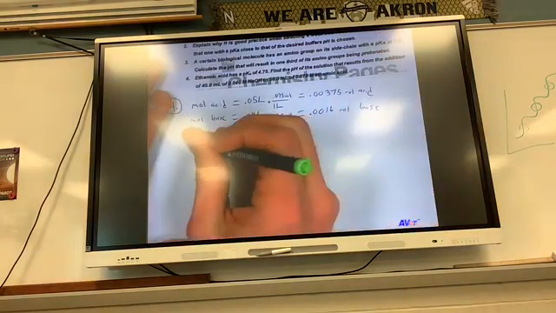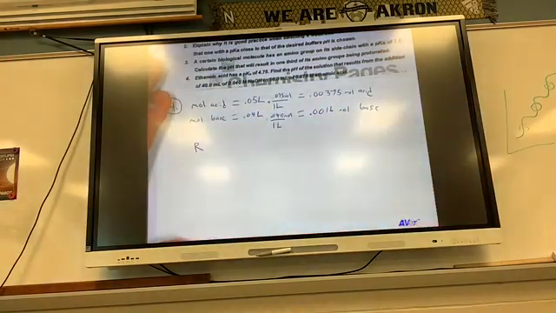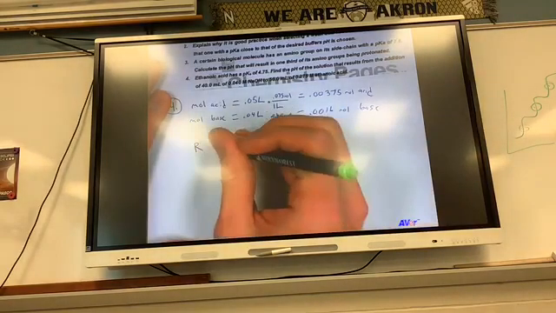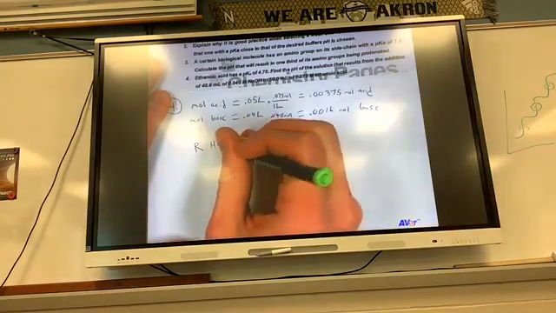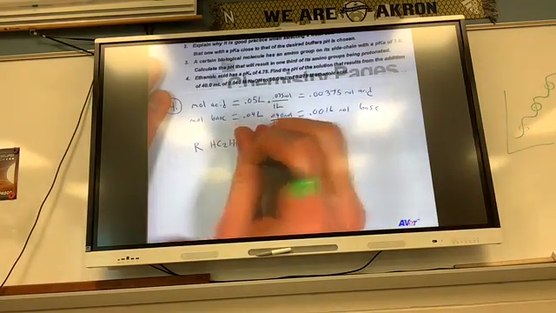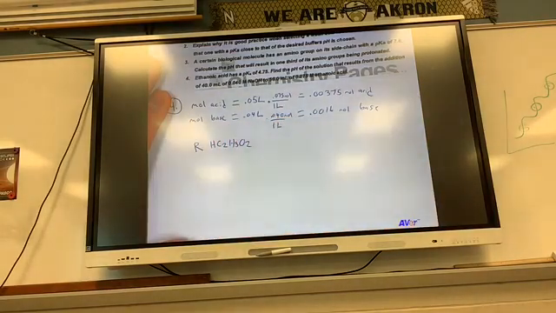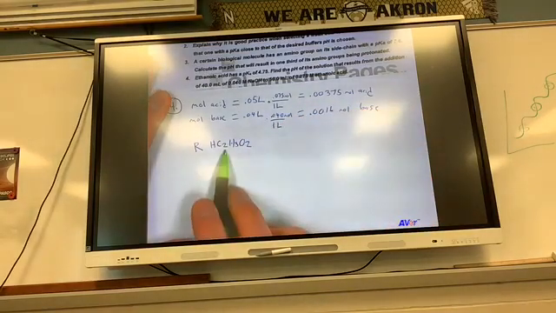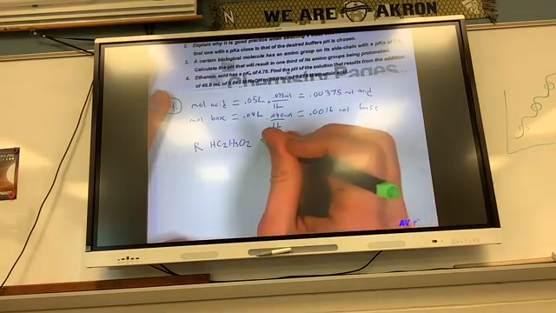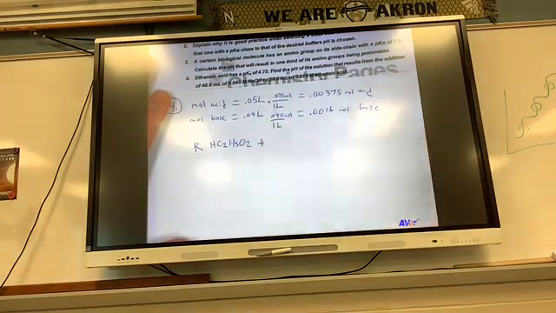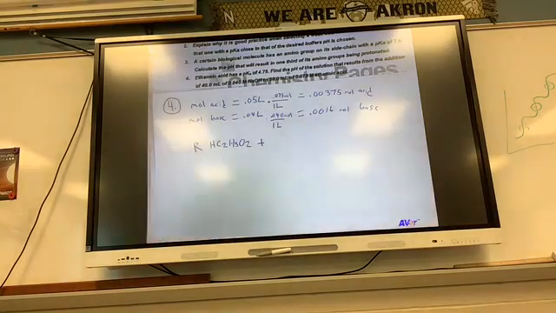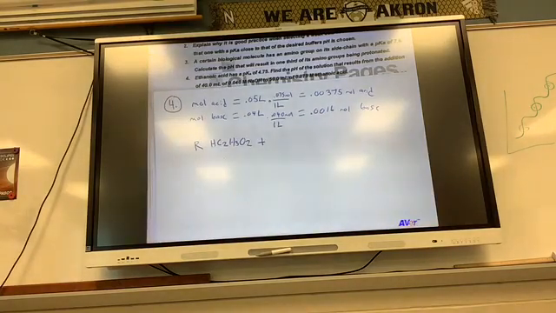So my equation starts with ethanoic acid, which is HC2H3O2. It's just kind of a fancy name for acetic acid, because eth means 2 carbons. That's all that means. Plus, what would you write next? What am I going to add to this?